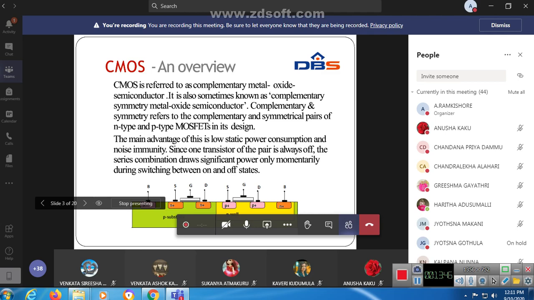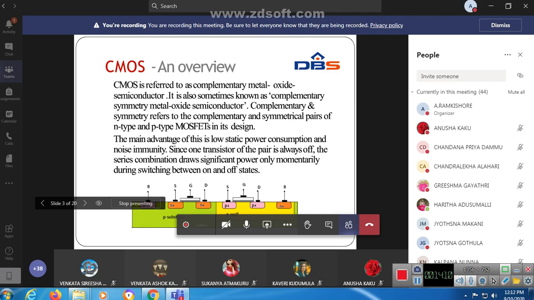CMOS అంటే that should consist of both the P type MOSFET and N type MOSFET. So then only we can call it a CMOS, complementary metal oxide semiconductor. Clear? The main advantage of this MOSFET is that it has low static power consumption and high noise immunity.